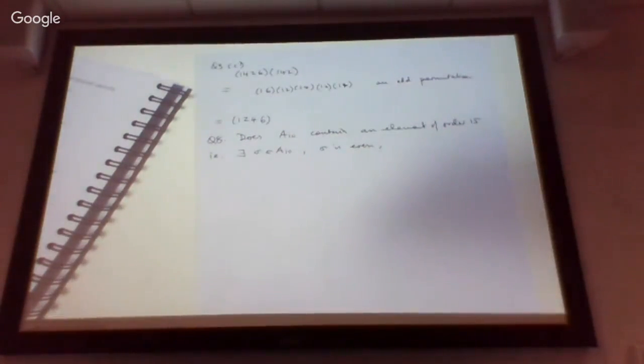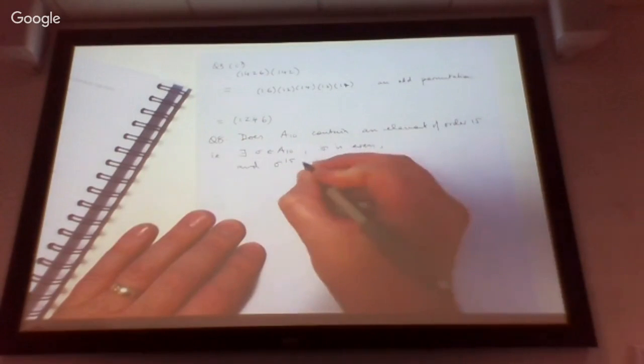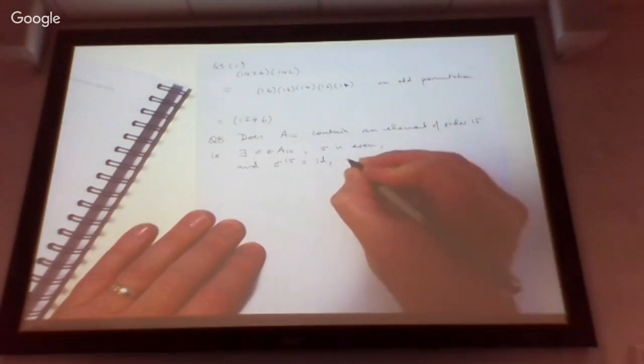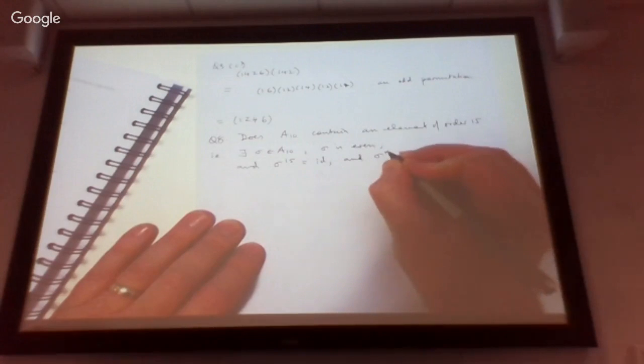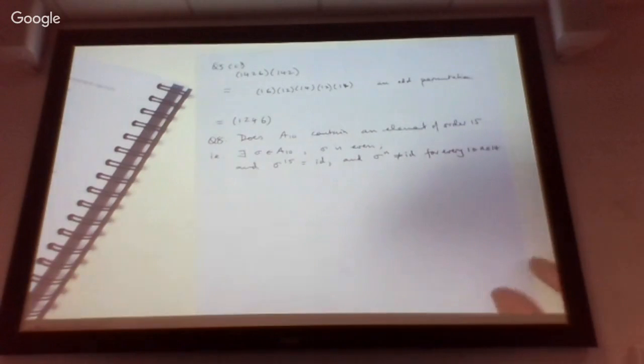So it's a product of an even number of transpositions. And it is of order 15, so sigma to the power of 15 should be the identity, and sigma to the n is not equal to the identity for every n between 1 and 14. So 15 is the first time you see a power of sigma being equal to the identity element.